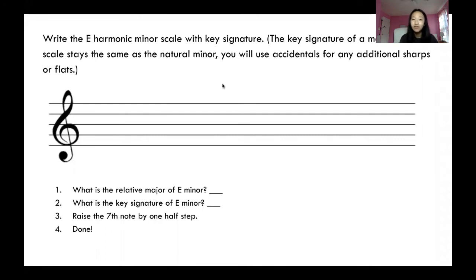Okay, so let's go over this. We're gonna follow the steps that we wrote down below. First of all, what is the relative major of E minor? If we count up 3 half steps, we find that it's G. And then we know that it's 1 sharp because the key signature of G major is 1 sharp. And then we're gonna start on E, since this is E minor.